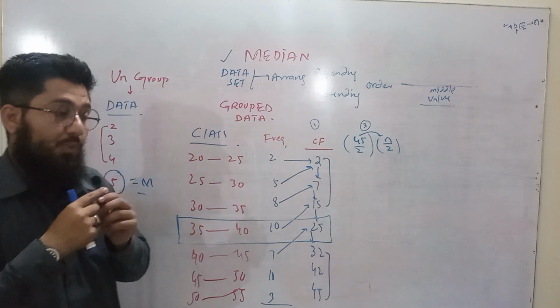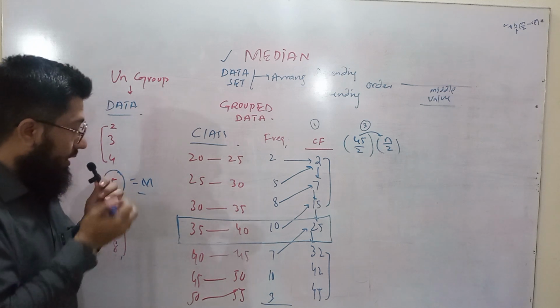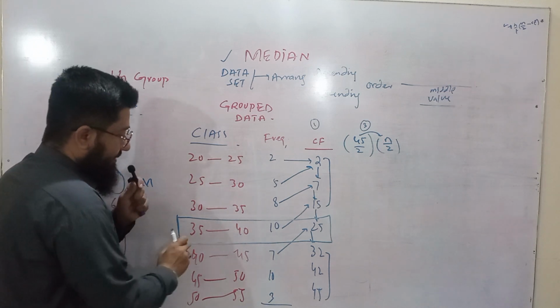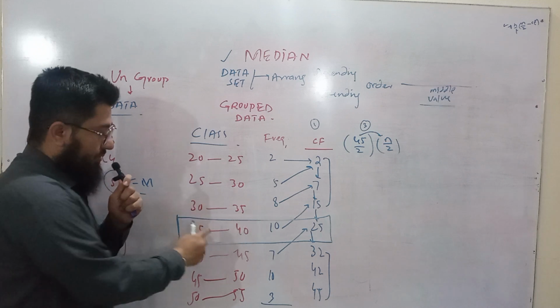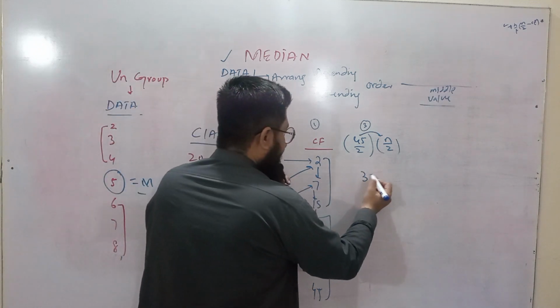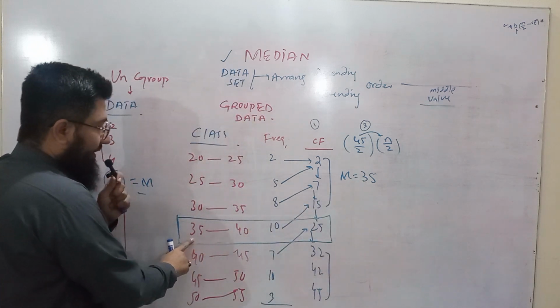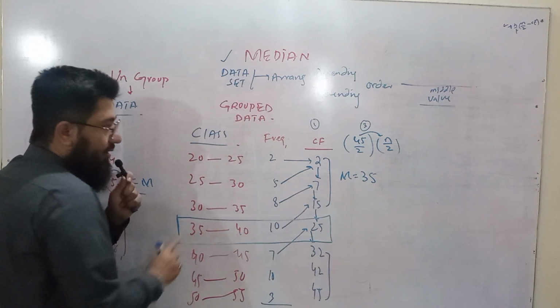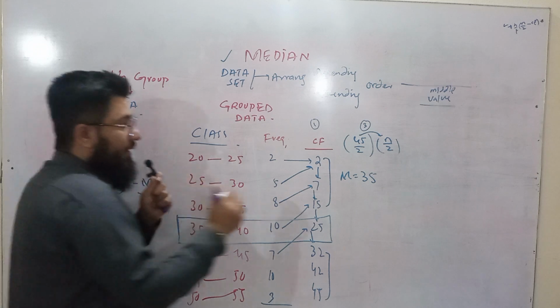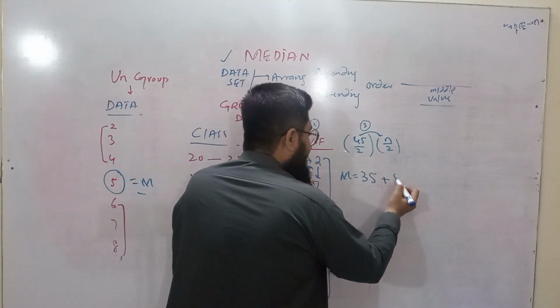So how to put the values? Simple. Follow these steps. The very first step is to write 35. This box, we will now take our formula from the box. Write first of all 35. M, we are finding the median. 35 for 35. Then what is the difference between 35 and 40? That is 5. You will first write here plus, then 5.